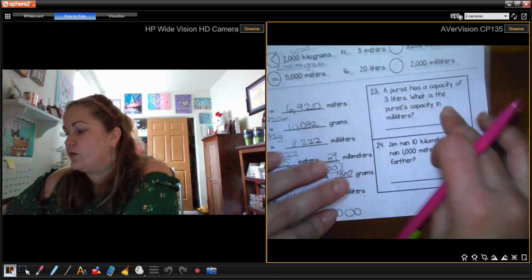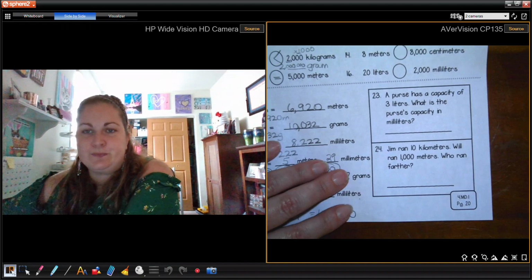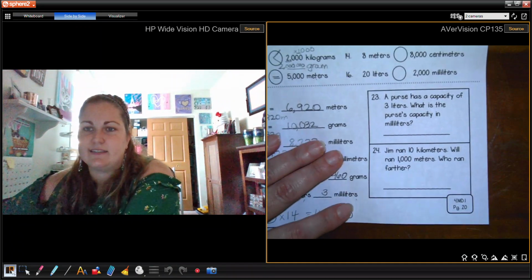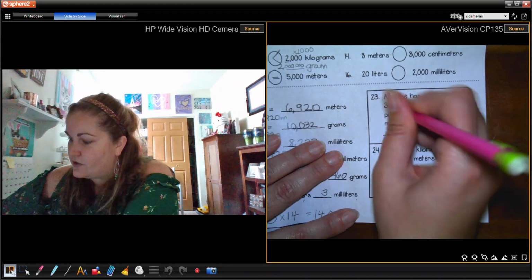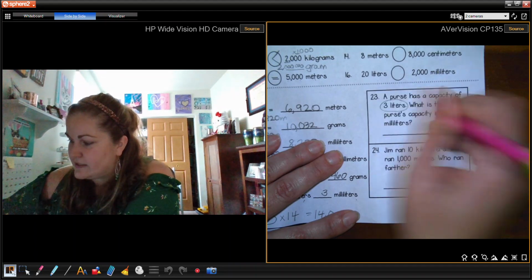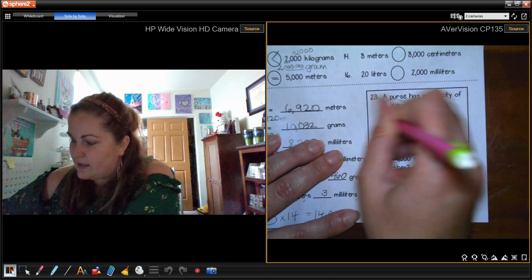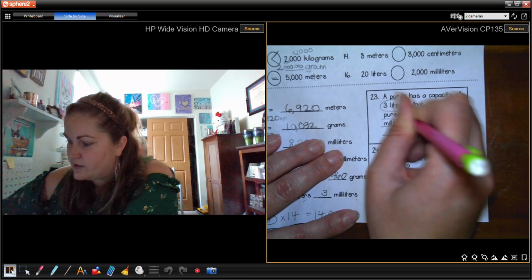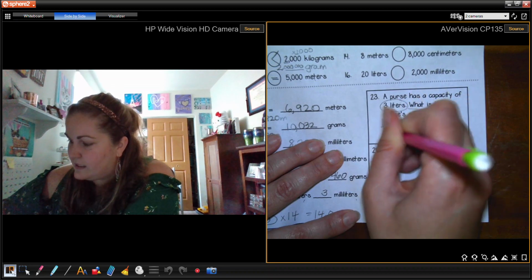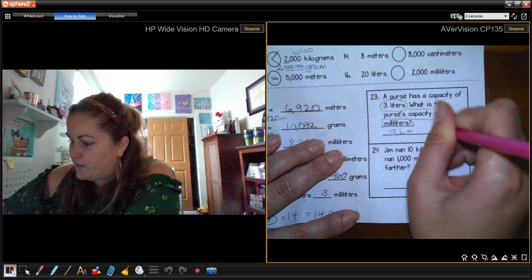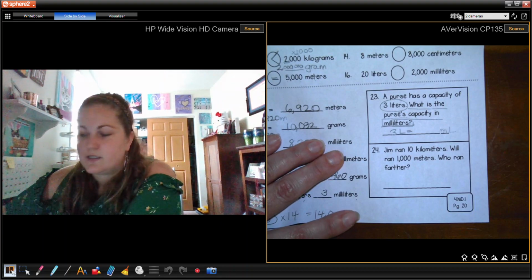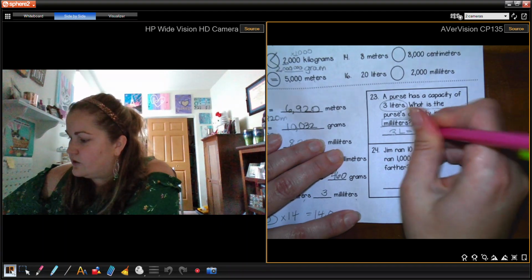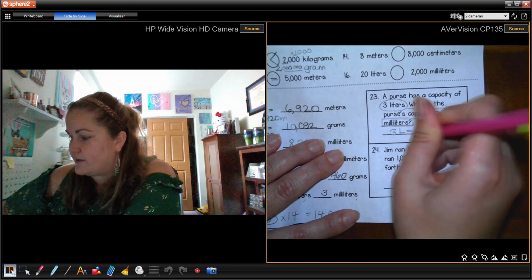Okay, and I've got 2 word problems. I'm going to do the odd one and I'll leave the even one for you. It says a purse has a capacity of 3 liters. What is the purse's capacity in milliliters? So it's 3 liters. The question says, what is the purse capacity in milliliters? So 3 liters equals how many milliliters? Well, 1 is 1,000, so 3 would be 3,000.